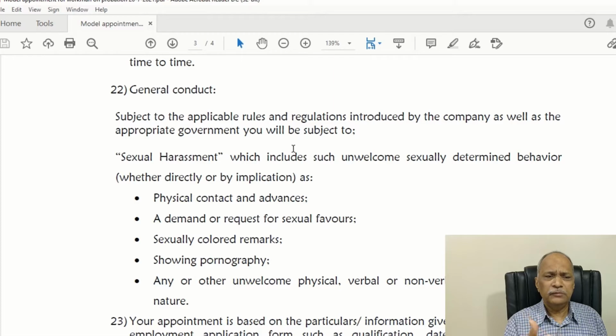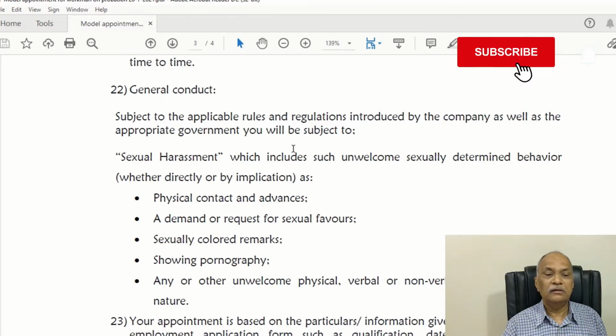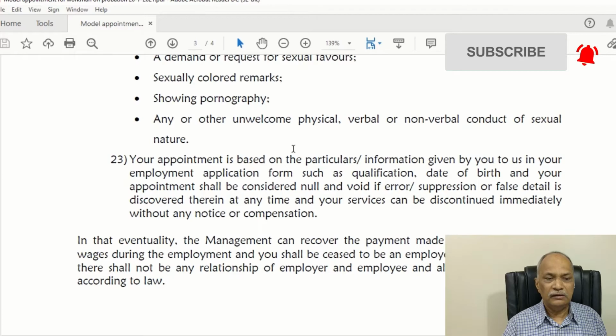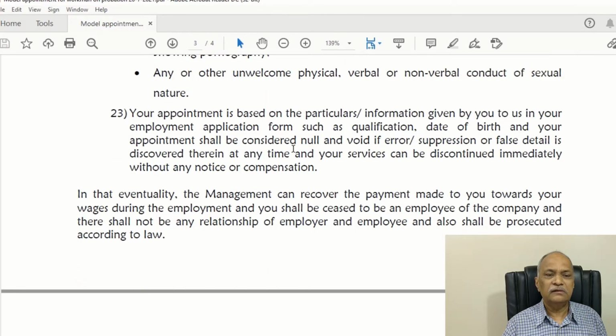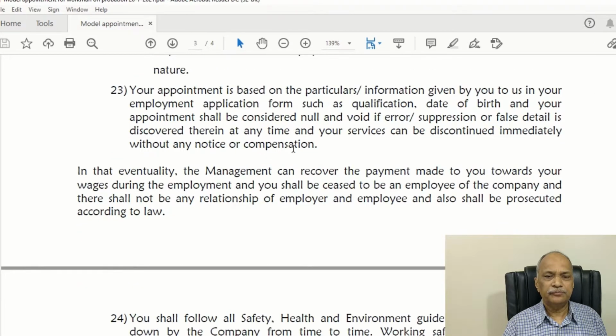As I just mentioned about the general misconduct, it's a big list in the model standing orders, but one specific act is recently introduced in India. So companies also mention about that act, and that is the Prevention of Sexual Harassment Act at the workplace. They also highlight all the details in their appointment letters. Next point is very clear.